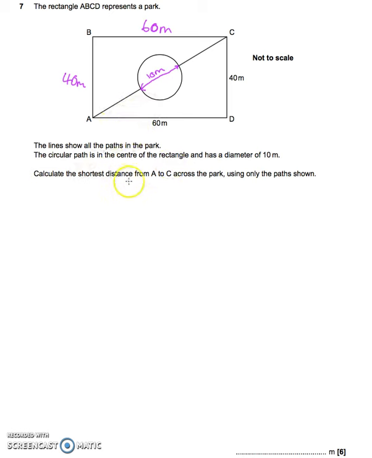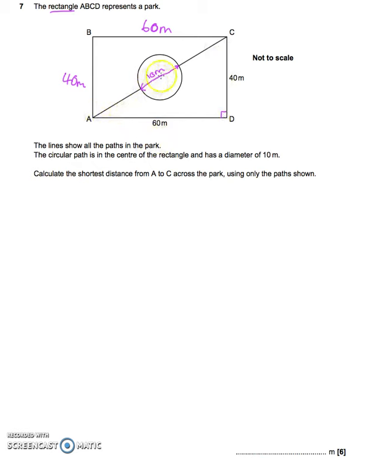The shortest way across the park is obviously going to be through A, around this semicircular path, and back onto the straight path and across to C. So this question is a combination of two separate skills. We're told that it's a rectangle for a reason in the question. It has a right angle here, and that's an important part of understanding this question.